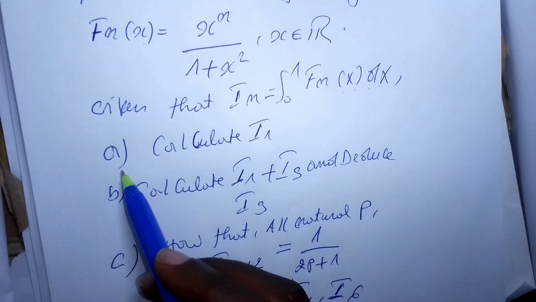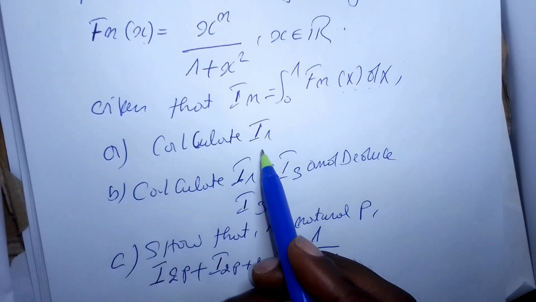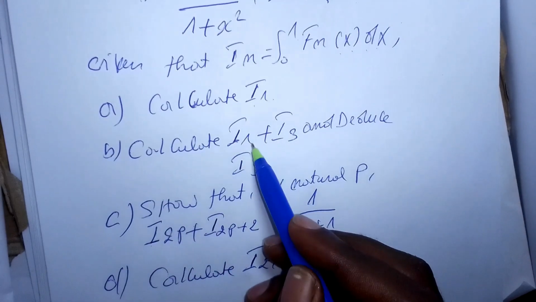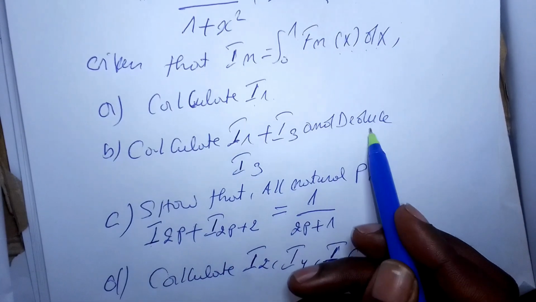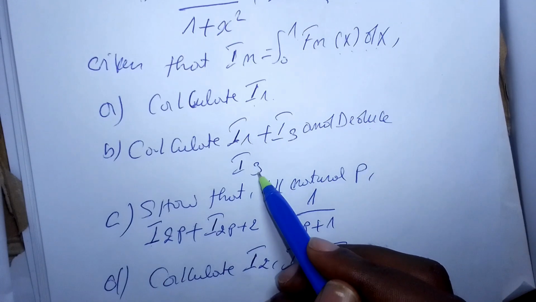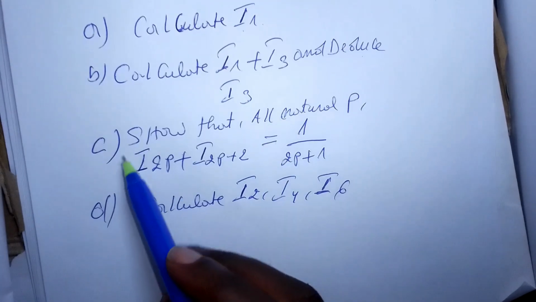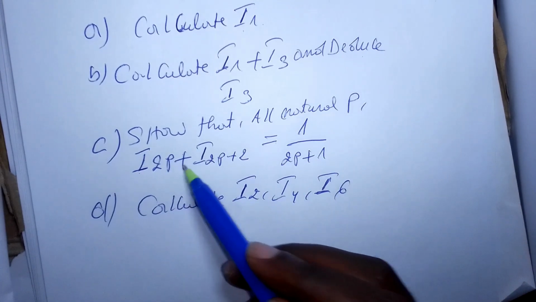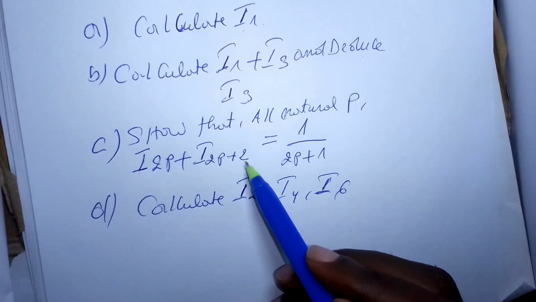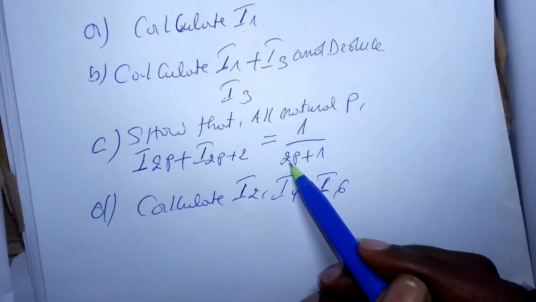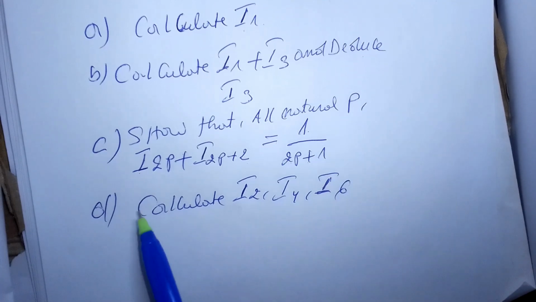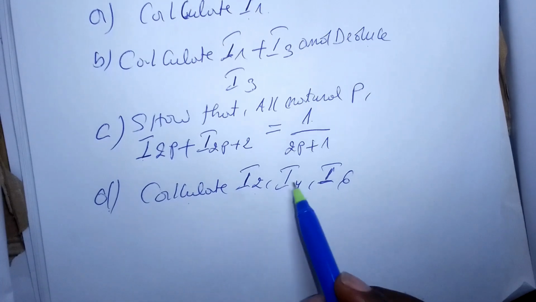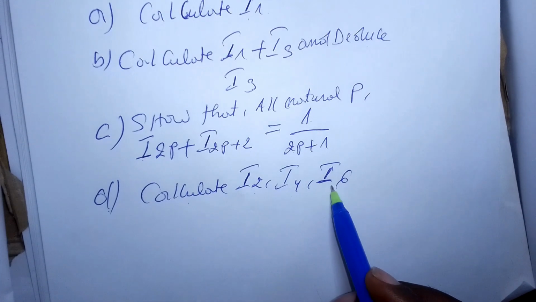What they ask us to find is: calculate I1. Then calculate I1 plus I3 and deduce I3. C, show that for all natural p, I2p plus I2p plus 2 equals 1 over 2p plus 1. And D is to calculate I2, I4 and I6.